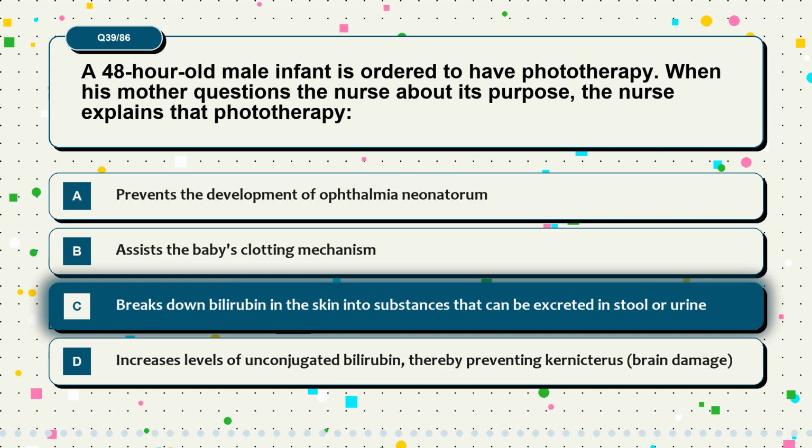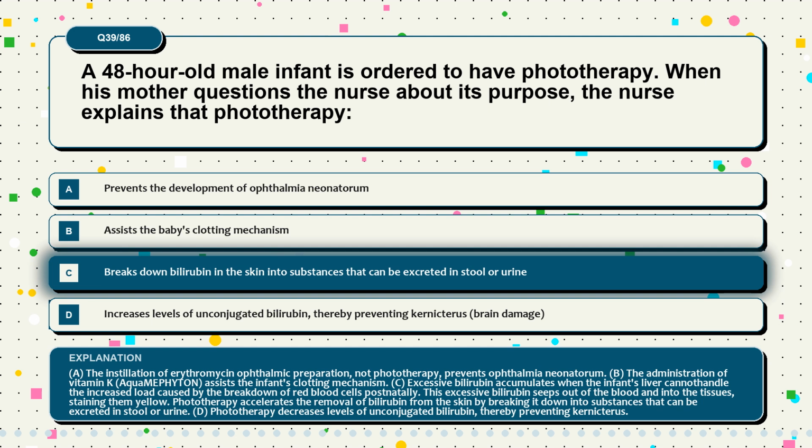The correct answer is option C. Breaks down bilirubin in the skin into substances that can be excreted in stool or urine. A. The instillation of erythromycin ophthalmic preparation, not phototherapy, prevents ophthalmia neonatorum. B. The administration of vitamin K, AquaMEPHYTON, assists the infant's clotting mechanism.